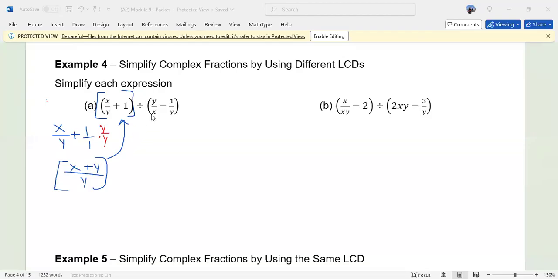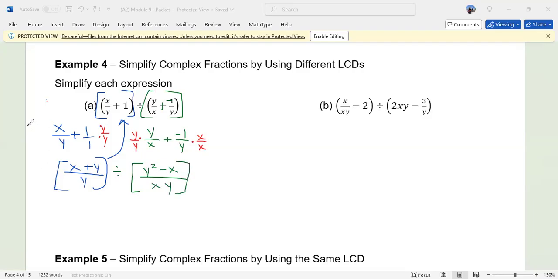Now, we have to also do the same thing for our right expression. Again, I've got a subtraction. Let's go ahead and change that to be plus a negative. So I've got y over x plus negative 1 over y. I need to get these to be the same denominator. So I'm going to multiply this one by y over y, because this has an x but not a y, and multiply this by x over x, because we're missing the x there. So that our secondary expression here will become y squared minus x over x times y.